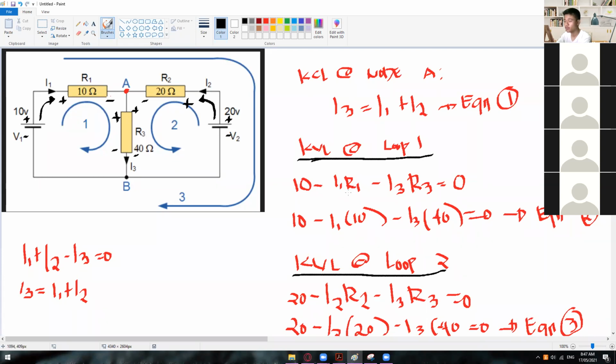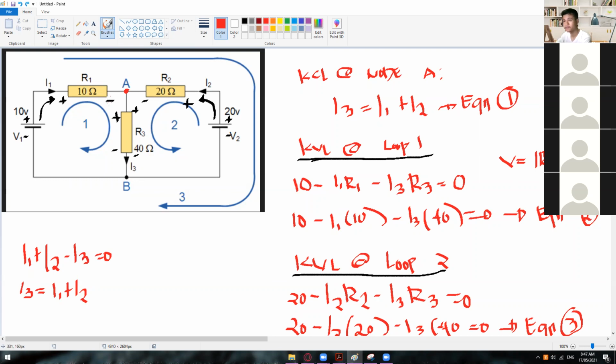And then how did we get this I1 and R1 right here? This one came from the formula V = IR. Since we're talking about KVL, we're only getting the voltages. So this is a voltage. This is again another voltage, which is derived from Ohm's law, which is I1 or I times R. And then another voltage right here, which is I3 and R3. So in here we have positive 10 volts and then negative 10.